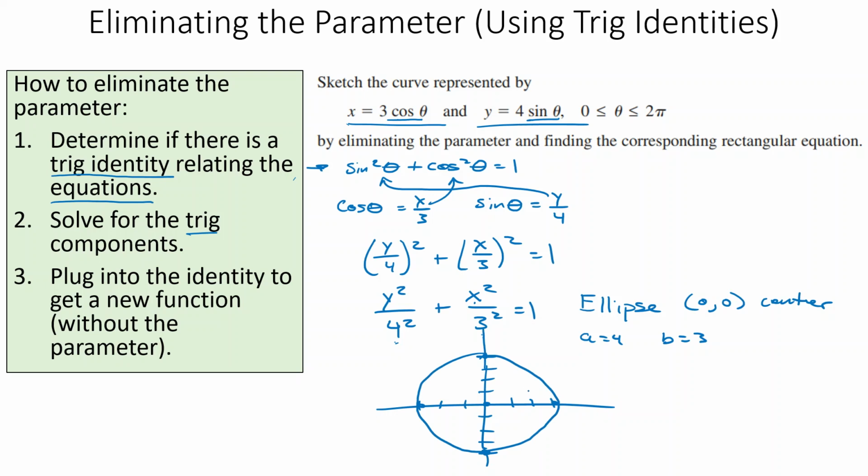So it makes almost like a circle, but it actually goes up and down a little bit higher than it goes left and right. Should have made this not quite as long, but that works. But that's how we eliminate the parameter. So getting to here was the important part, guys. If you know that sine squared plus cosine squared equals 1, plug them in, and there we go. We've eliminated the parameter.